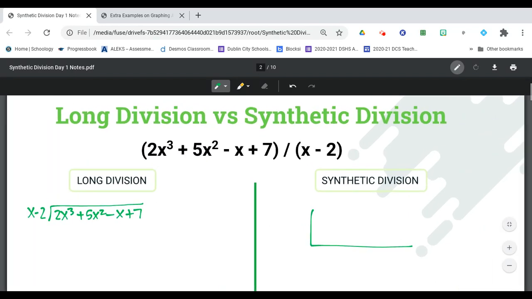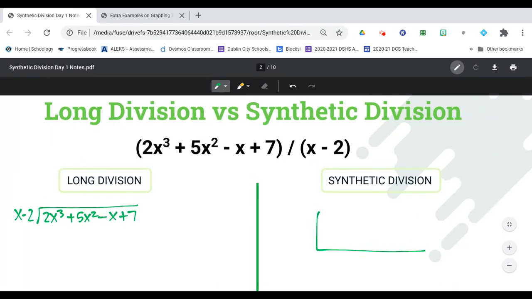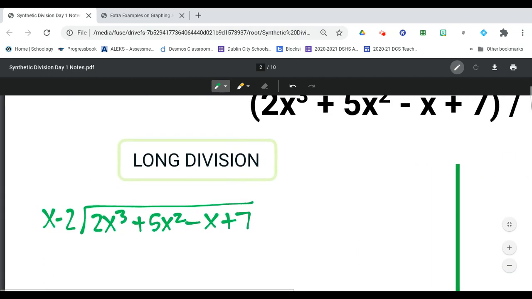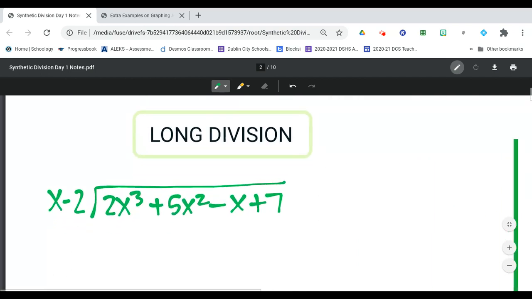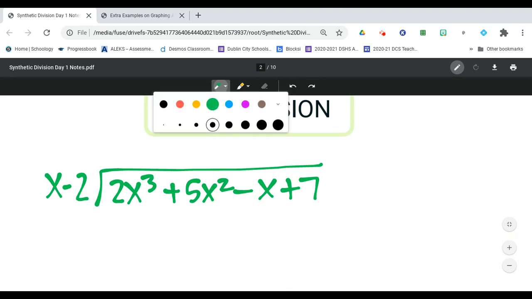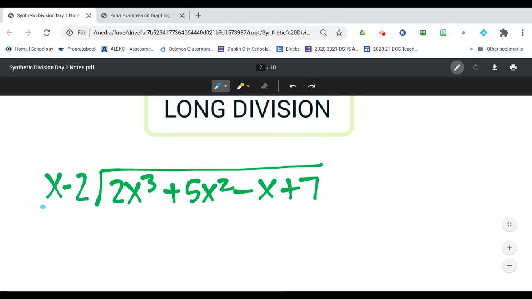So notice here I want to take 2x cubed plus 5x squared minus x plus 7 and divide it by x minus 2. If I want to do long division with that, I'm going to put the x minus 2 on the outside and the polynomial I want to divide into on the inside, just like that. Then I'm going to see what I have to multiply x by to get 2x cubed, which would be 2x squared.